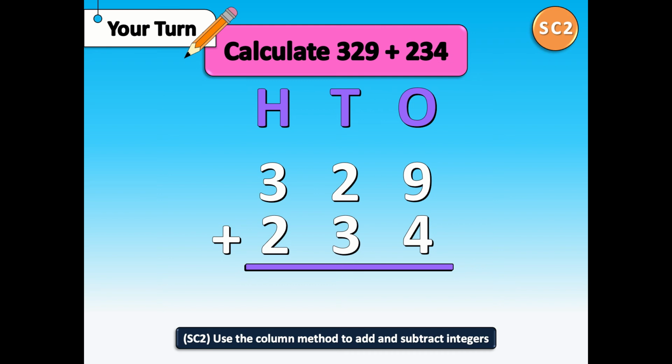9 plus 4 is 13. So we put the 3 down and we carry the 1 into the tens column. Then 1 plus 2 plus 3 is 6. And 3 plus 2 is 5. So our answer is 563.